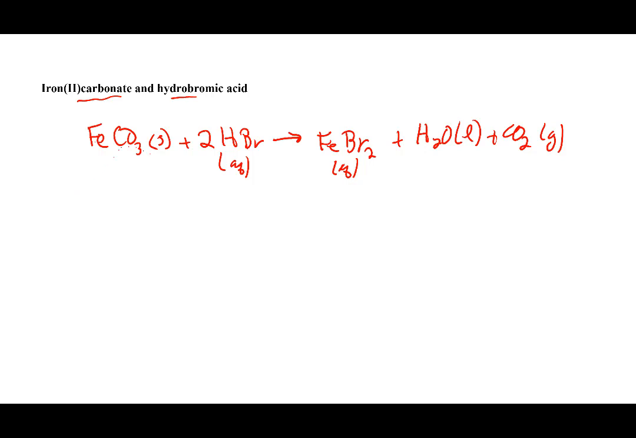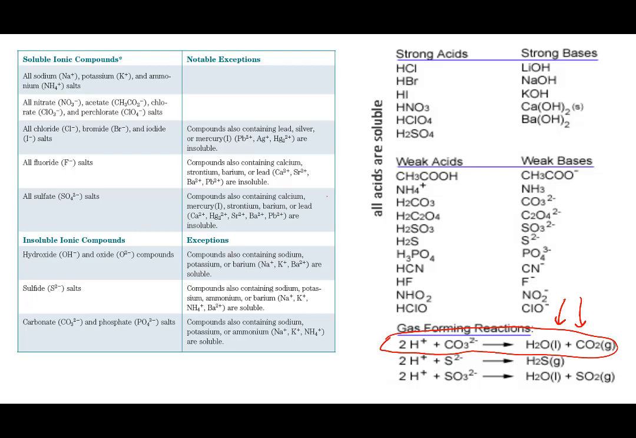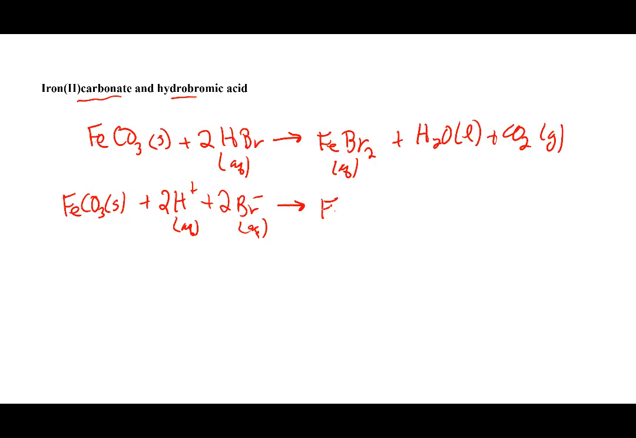All right, so when we break this up, when we do our full ion equation, the iron carbonate is written together because it's a solid. The HBr is aqueous because it's an acid. It's broken up to start with. It's fully ionized to start with because it's a strong acid. So it's 2 H+ and 2 Br-. The iron 2 bromide is a soluble salt, so it's going to make iron 2+ aqueous plus 2 bromides aqueous.